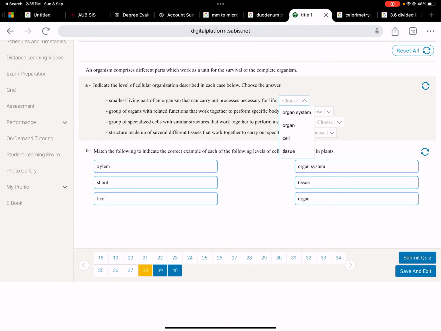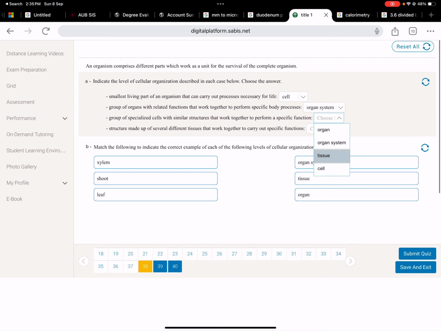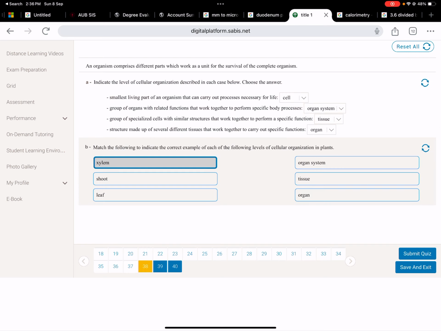Okay, the smallest living part or the basic unit of life is a cell. A group of cells forms tissues, and a group of tissues forms an organ. A group of organs forms an organ system. So xylem is a type of tissue, a leaf is an organ, and a shoot is an organ system.